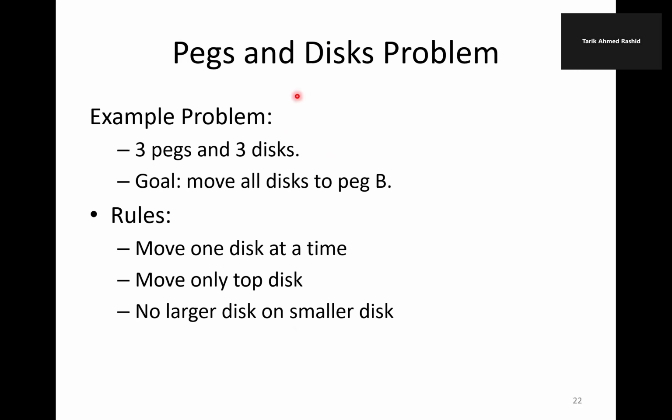Here we have a pegs and disks problem representation. We have 3 pegs and 3 disks, which is a common artificial intelligence problem. The goal is to move all disks to peg B. And the rules: move 1 disk at a time, that's the business rule, and move only the top disk, because that's the restriction. No larger disk can be placed on a smaller disk.